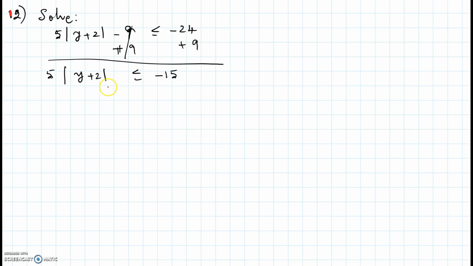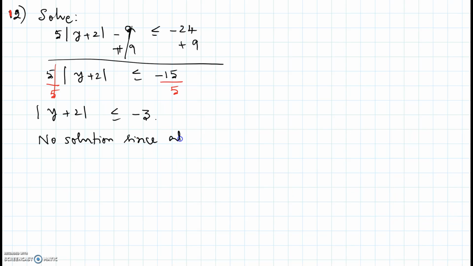Now you're still going to isolate the absolute value of y plus 2. Then you divide the whole thing by 5 to get rid of the 5. So you get the absolute value of y plus 2 is less than or equal to negative 3. Any absolute value can only be positive, it can never be negative. So no value of y that you plug in will satisfy this inequality. So you would have to say there is no solution to the problem because absolute value can never be negative.